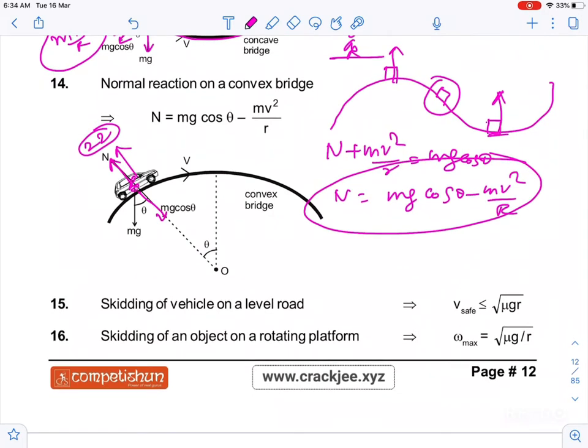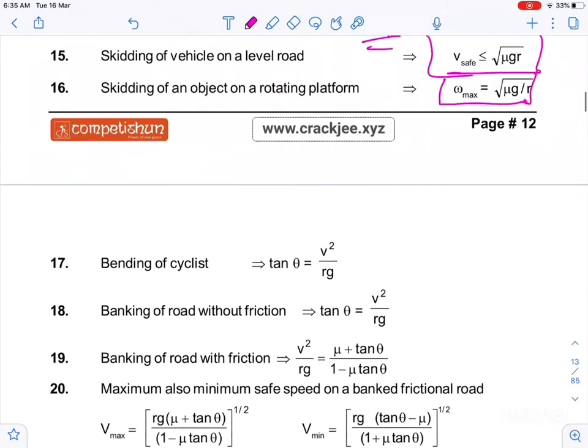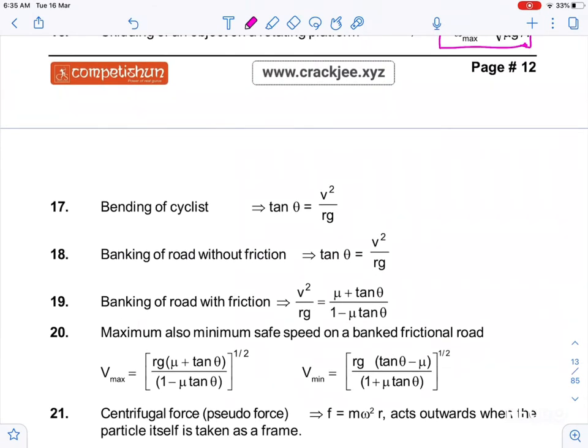Now guys, for the safe limit, you have to remember that v is equal to under root mu g r. This is a direct formula, many questions have been asked on this formula. And omega is equal to under root mu g by r. Omega is equal to v by r, no guys? So from there I can get this value directly. Now this bending of the cyclist, even this type of question, actually suppose a person is moving in a car and the car is moving like this, so how much angle the bob turns.